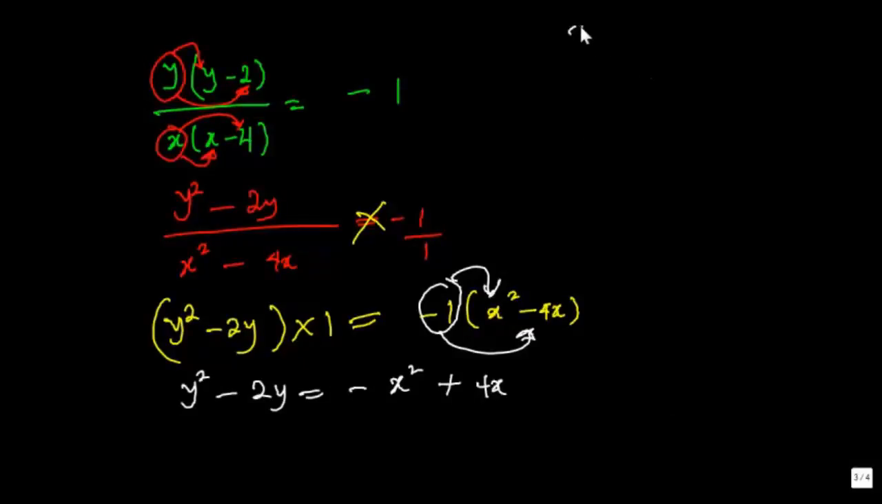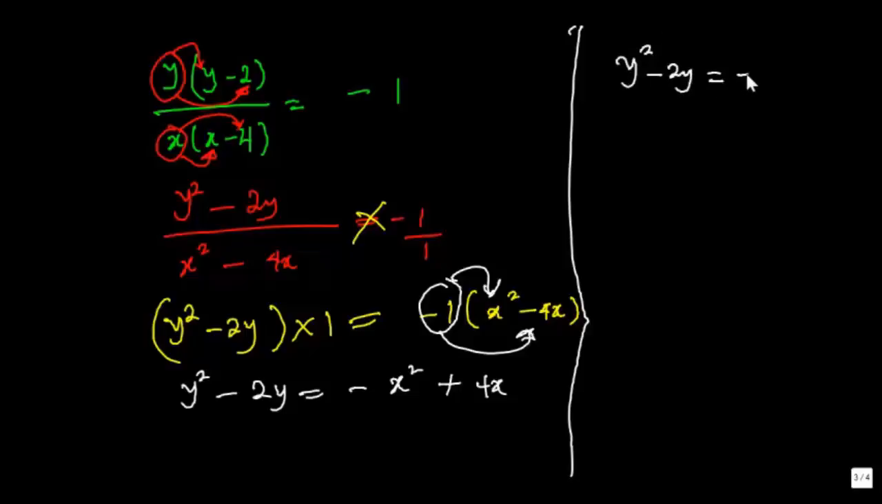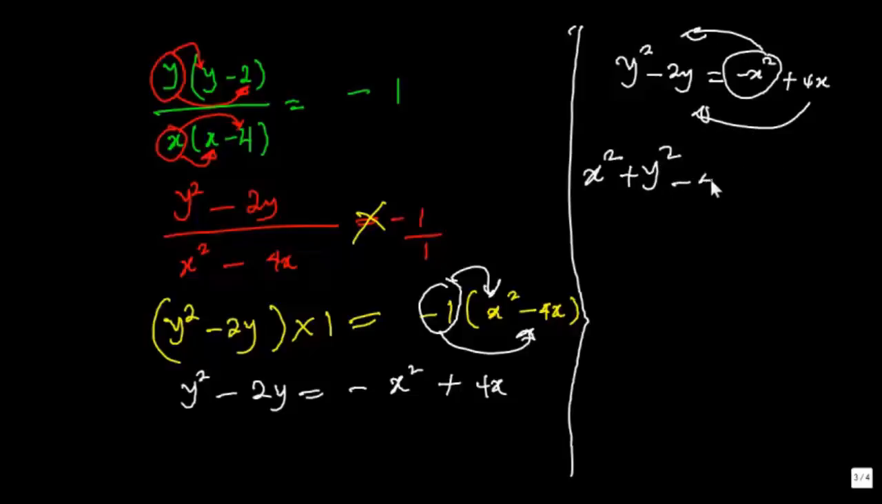So we have y square minus 2y equal to minus x square plus 4x. We can rearrange this, bringing this to this side of the equation, we have x square plus y square, and then bringing this to the other side of the equation, minus 4x minus 2y equal to 0. This is the desired equation of the circle.